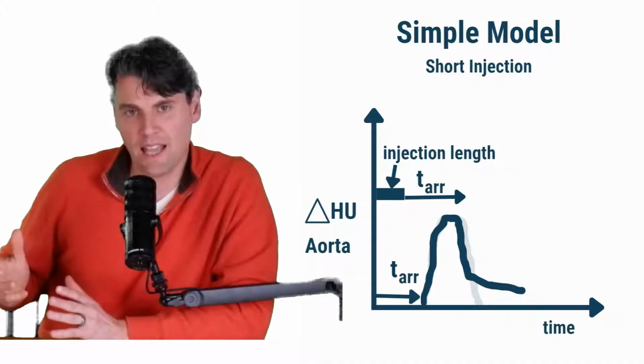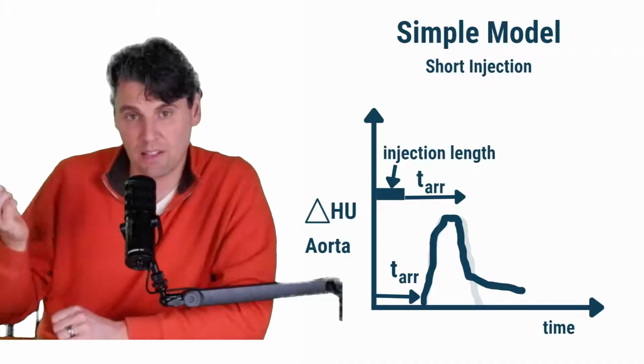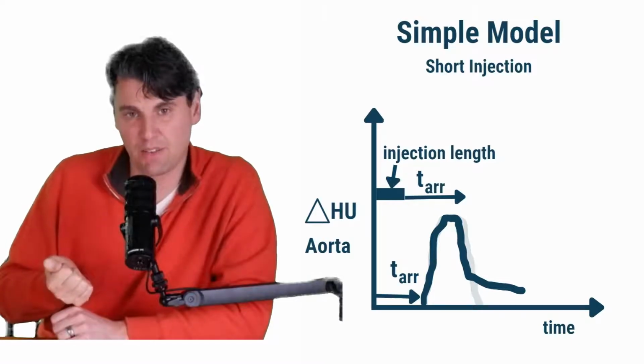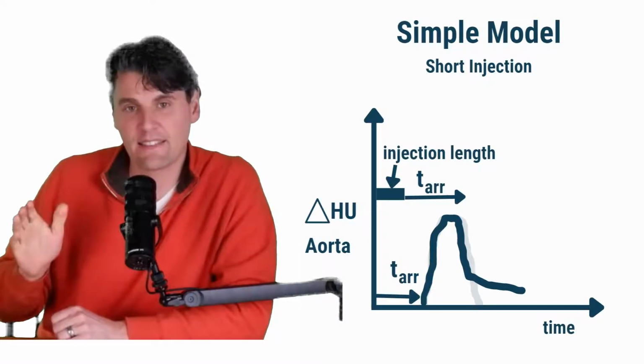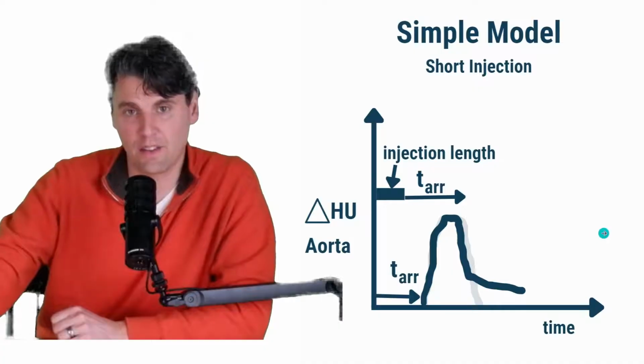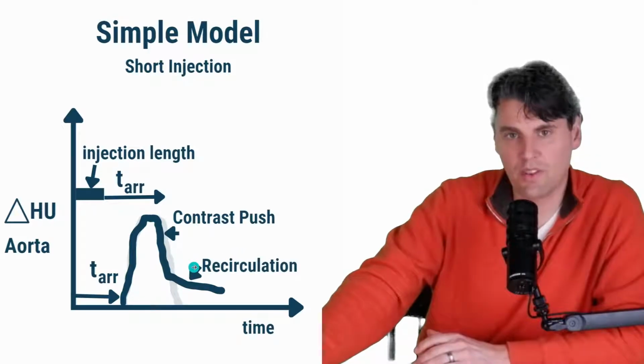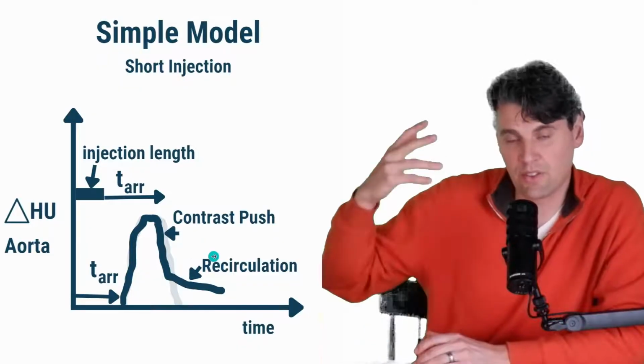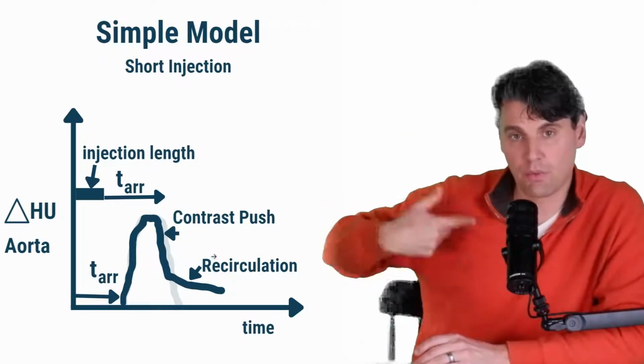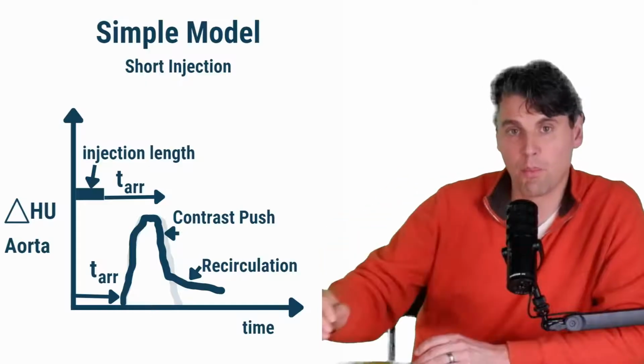But what actually happens is we change the system by pushing contrast into the body. We're going to have the contrast coming down a little bit faster. You can also see here the contrast isn't returning quite to zero because there's contrast recirculating, having gone through the whole circulatory system more than once.